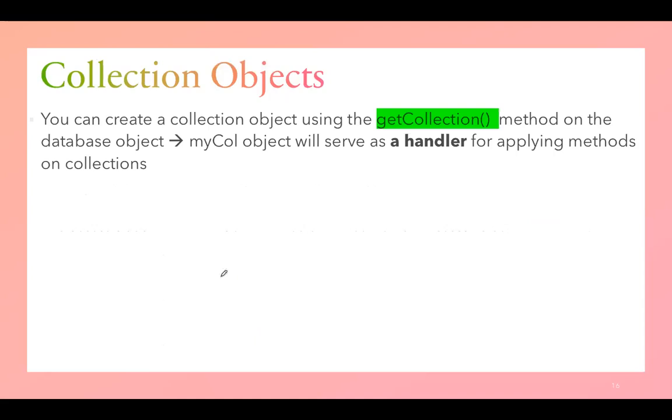You can create a collection object using the getCollection method on the database object. What is an example of a database object? DB is a database object, right? And my collection object will serve as a handler. Once you get a new collection, you can name it myCollection, myCol. By calling this method against this DB, it will create a new collection, or it will create a pointer to the collection that I'm interested in. So this object will serve as a handler for applying methods on those collections.